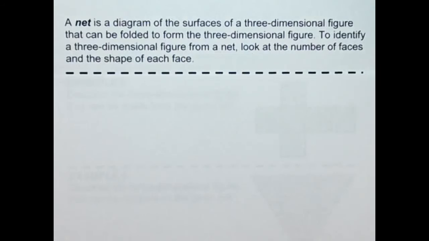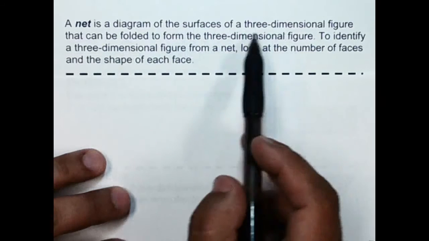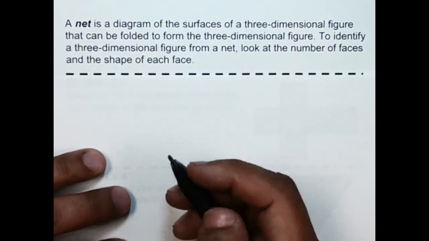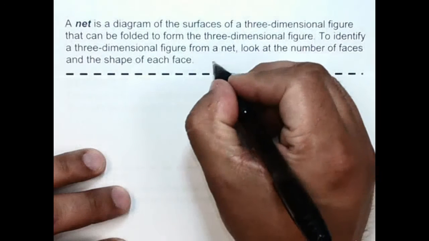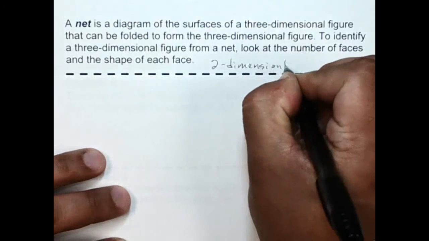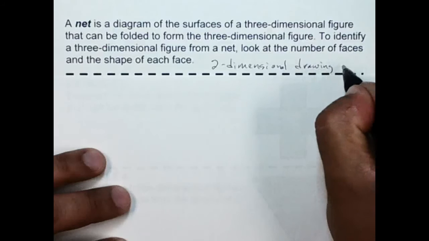All right, next we're going to talk about a net. A net is a diagram or a drawing of the surfaces of a 3D figure that can be folded to form the three-dimensional figure. So basically, if we want to do this a little simpler, it's two-dimensional. The way I like to think about it is it's a two-dimensional drawing of a 3D figure.